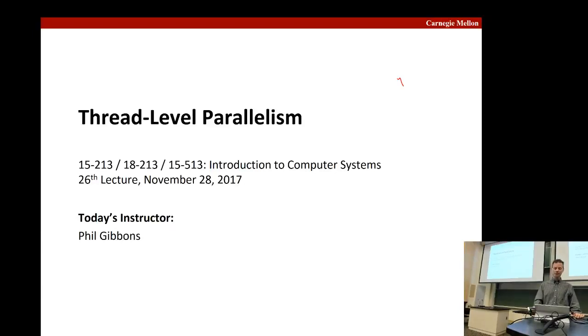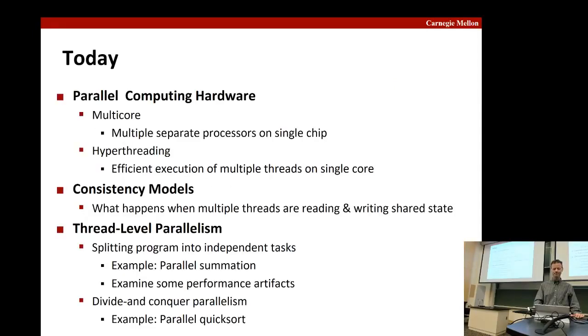Today we're going to talk about thread level parallelism. In particular, we're going to remind you about parallel computing hardware very briefly. And then we're going to talk about consistency models for the memory systems when there are multiple threads. And finally, we're going to talk about programming using multiple threads on a single application to try to get performance improvements. And we'll use some very simple examples to show you some of the issues.